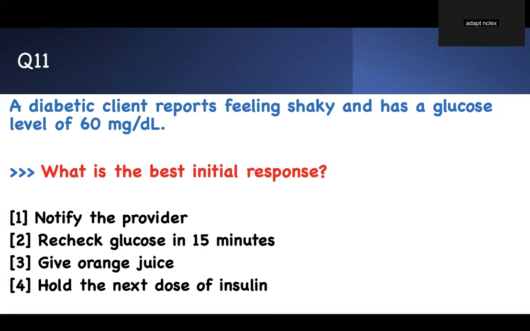Calling the doctor is not going to help you. Rechecking the glucose will be 10. Give orange juice because patient is symptomatic even with the glucose of 60. I know I'm supposed to hold the next dose of insulin, but that's too late. The question is asking you initial response. Initial response. Give the orange juice.